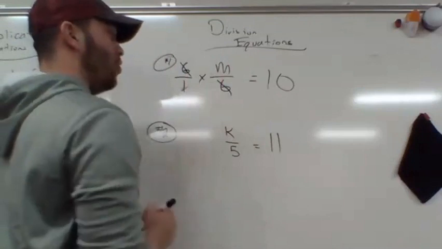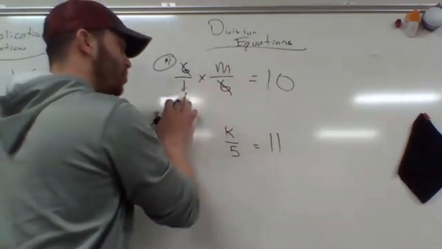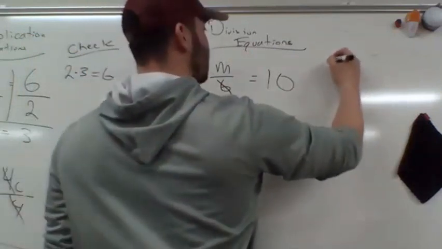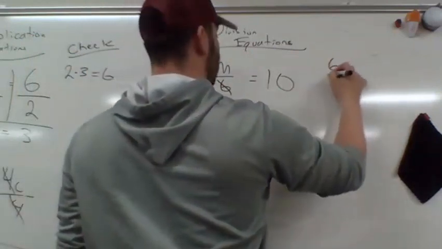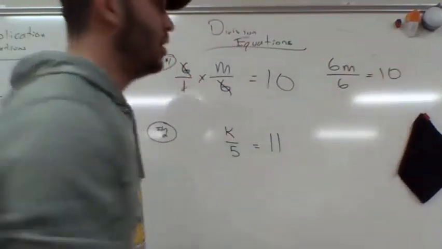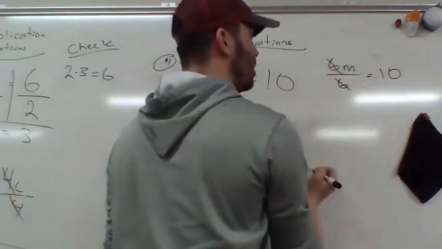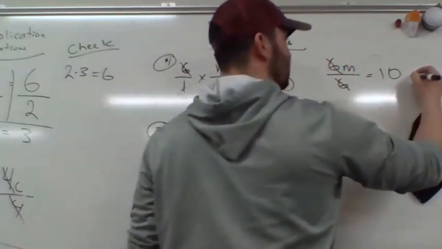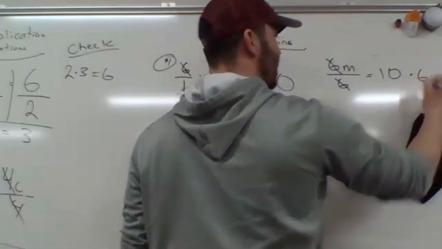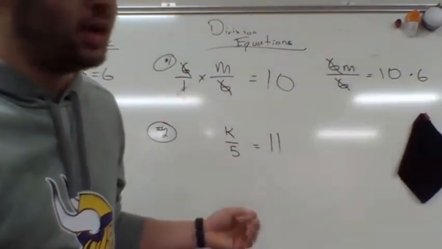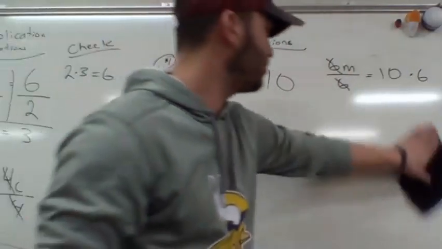A 1m over 1 would be your next one. So just to make this clear, what you would get here is 6m over 6 equals 10. Now we're not done yet, right? So these two would cancel. And what did we not do over here yet? We have not multiplied it by 6. And some of you are probably saying, why aren't you multiplying it by 6 over 1? Because 6 over 1 is the same as just 6.